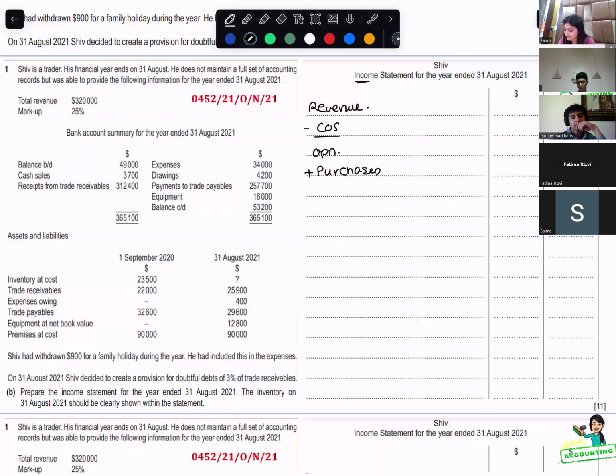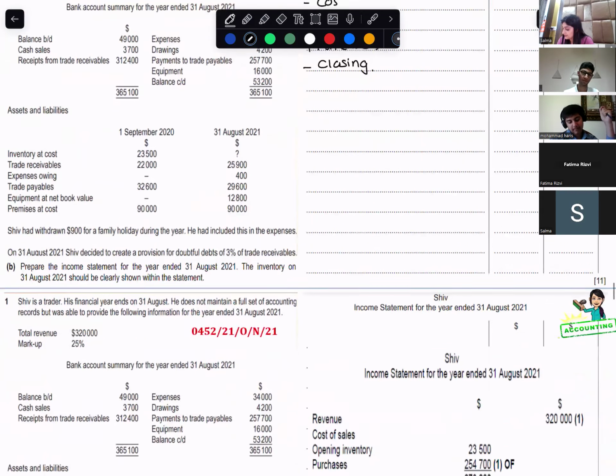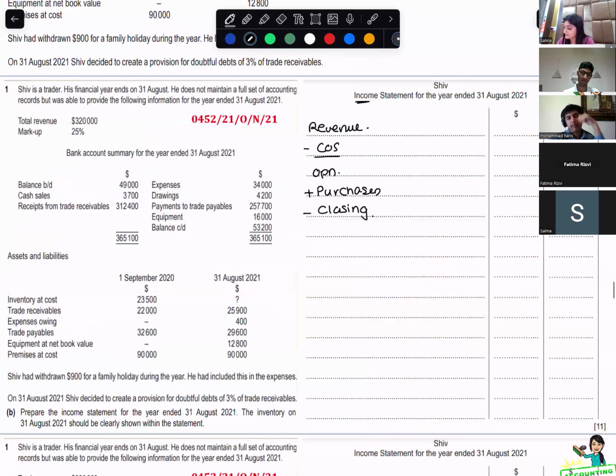If I'm not mistaken, we have found out the purchases. What is the purchases? 254,700. So opening plus purchases minus closing, I will get cost of sales, and then I will get gross profit. Are you with me? Okay, fine. I want you to keep this format in mind.